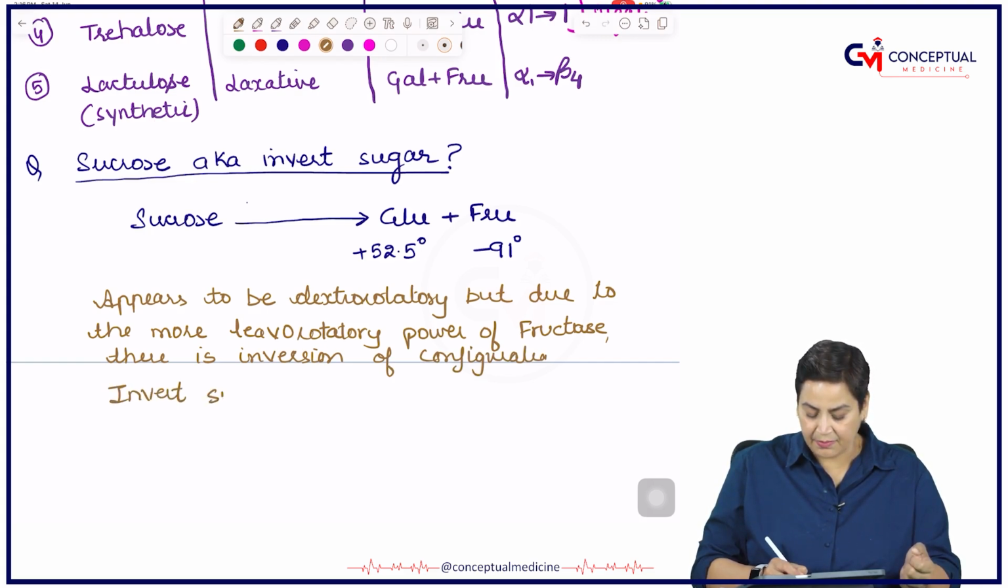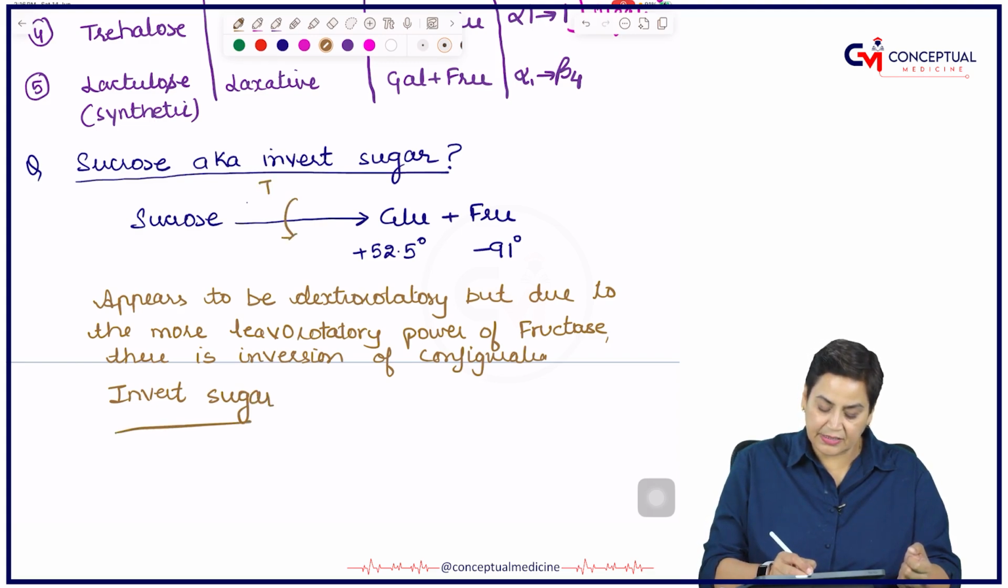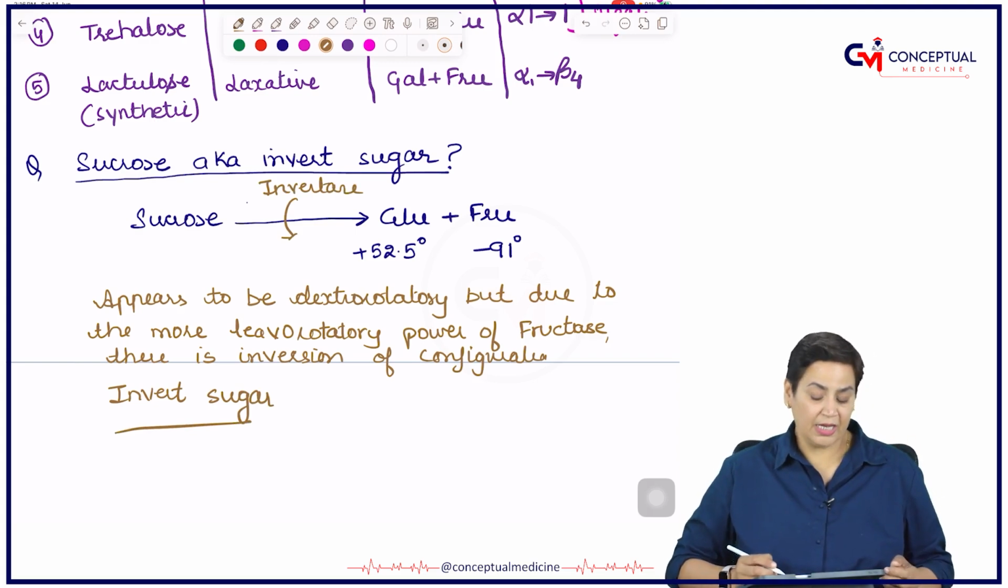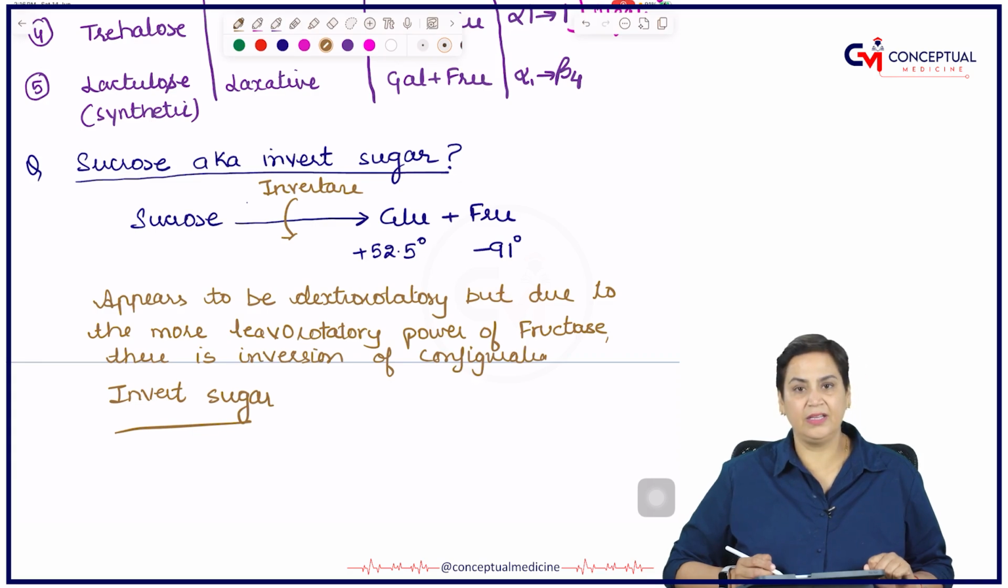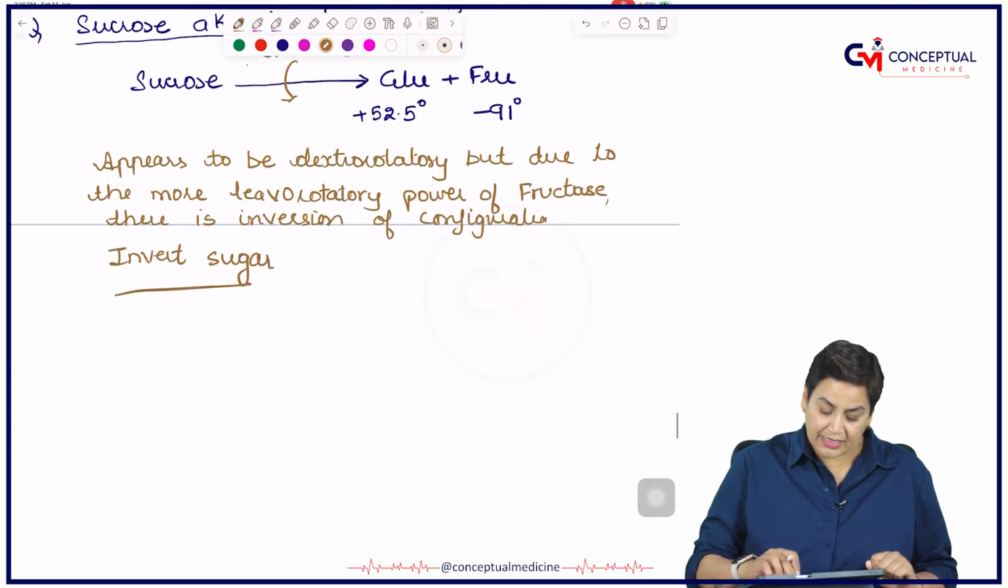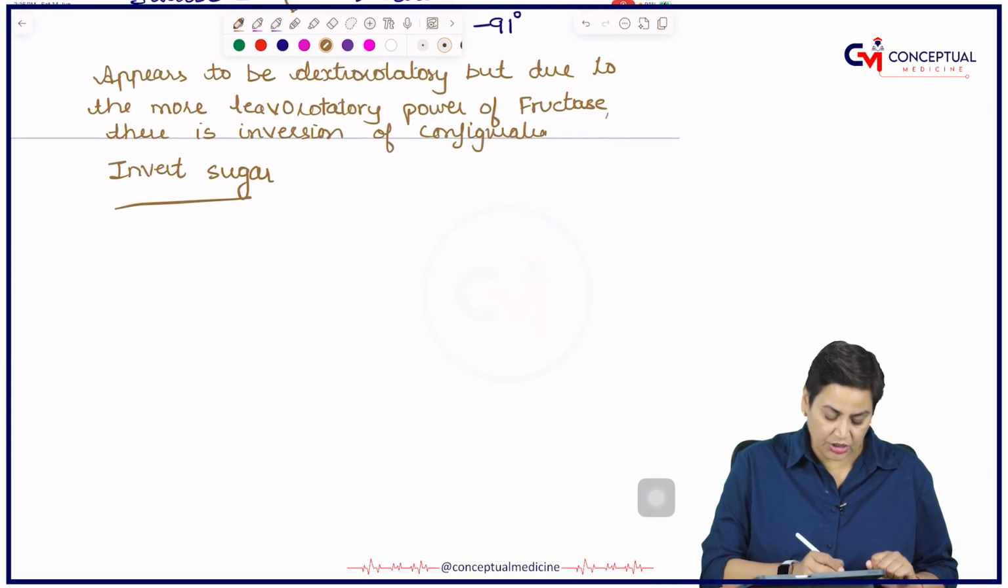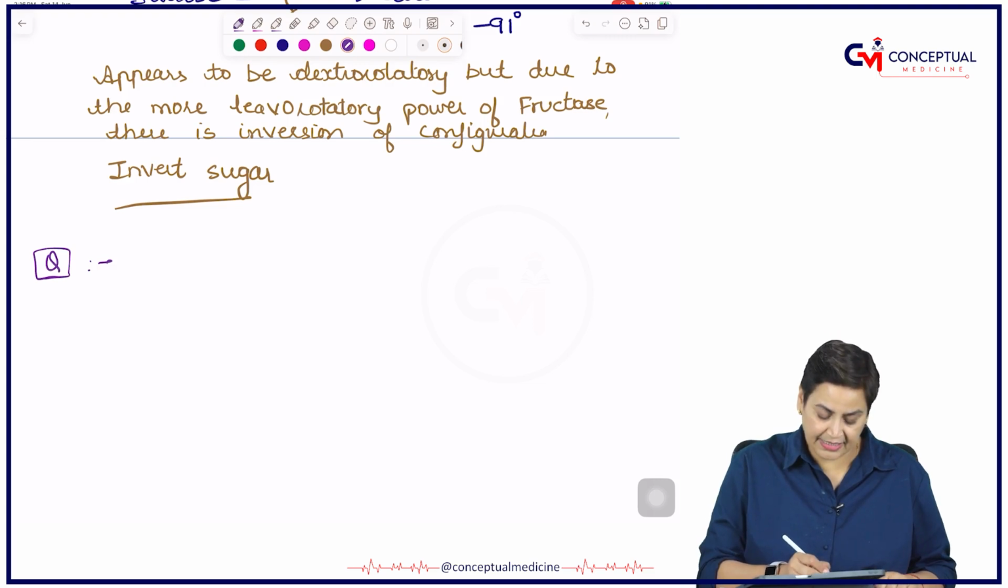The enzyme required to degrade it is invertase. So the most appropriate terminology for the enzyme that degrades sucrose is invertase. Then, what is the clinical correlation of this? The most important thing which you have to know about disaccharides is lactose intolerance.